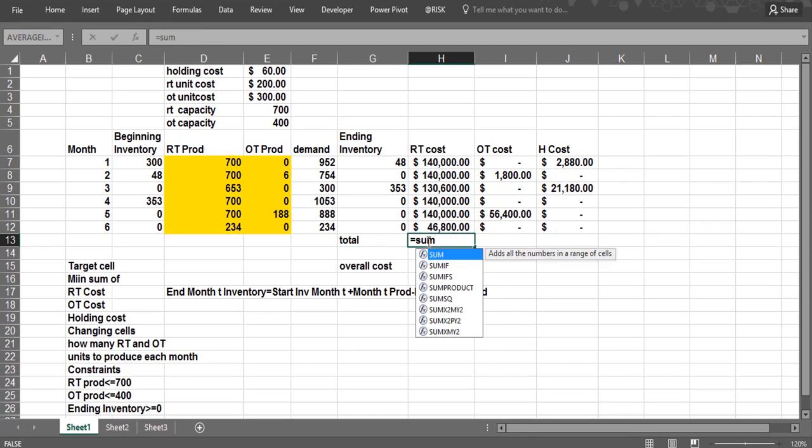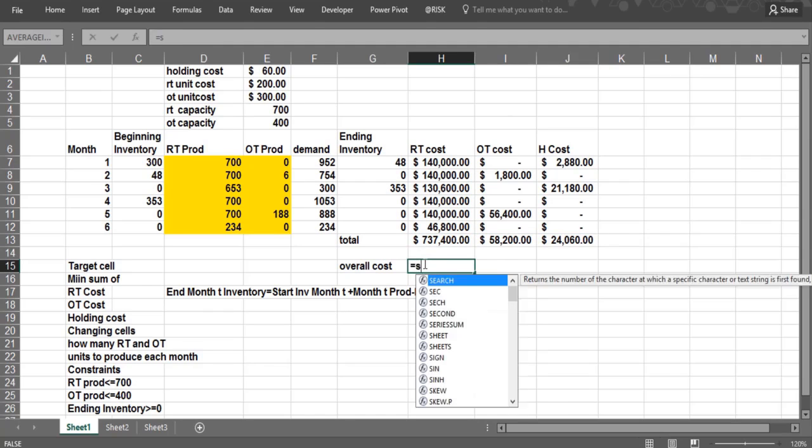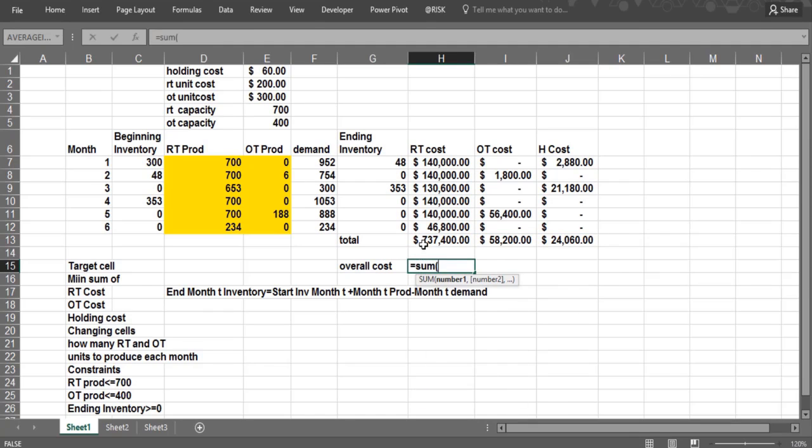I can use the summation icon, which I'll show you in a minute. So add those up, and that's 819,000, I think. That's the target sum. The total cost for the 6 months. So we just want to change the yellow to minimize the red and put those constraints in.